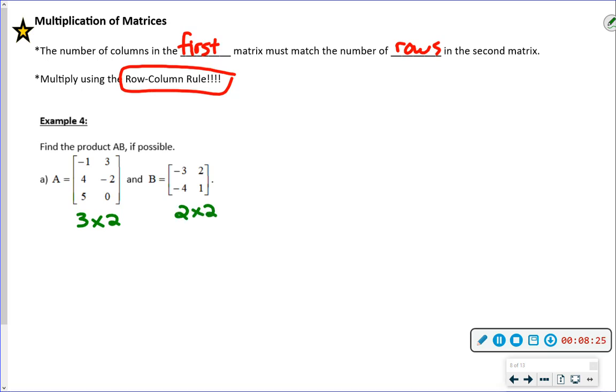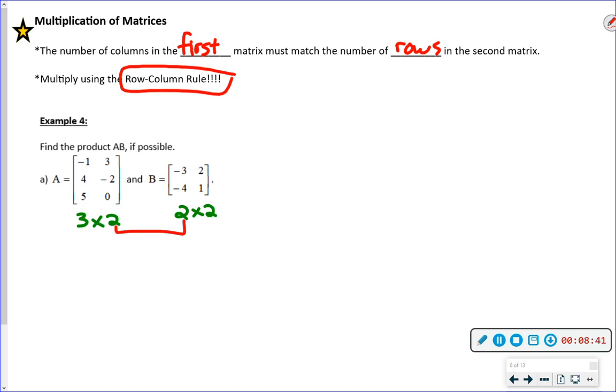So the first thing I'm going to check for every single time, and you'll see why in a minute, is that these inside dimensions match. The number of columns matches the rows. It does, we can do it. If those didn't match, we wouldn't be able to do it. We'd say not possible and go on with our lives.